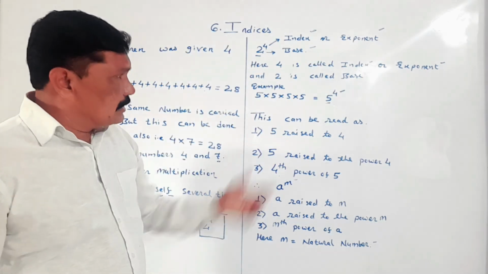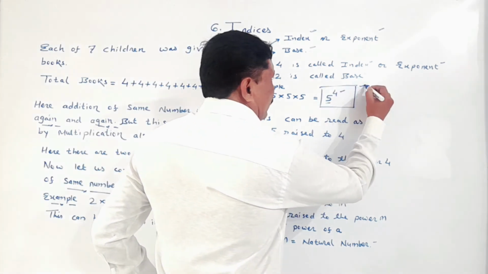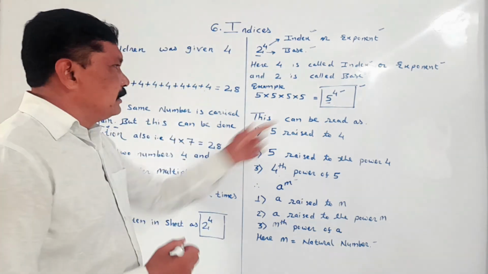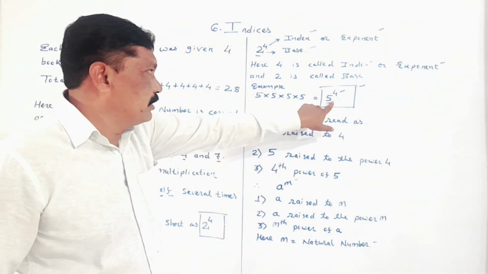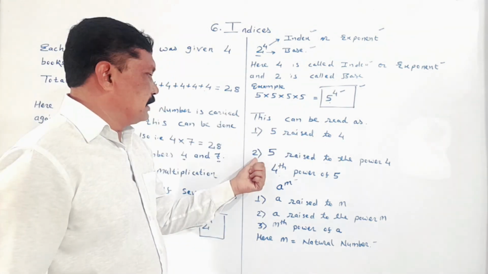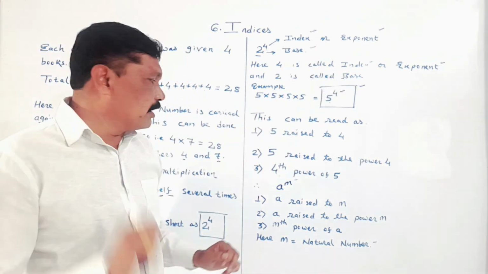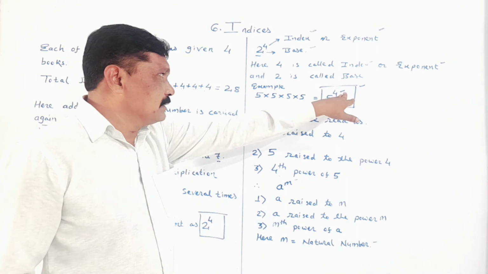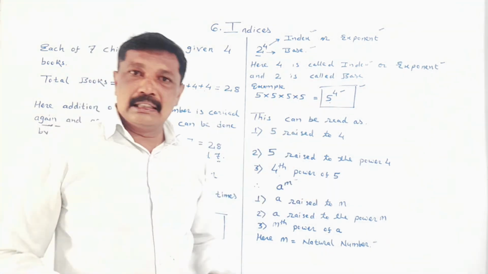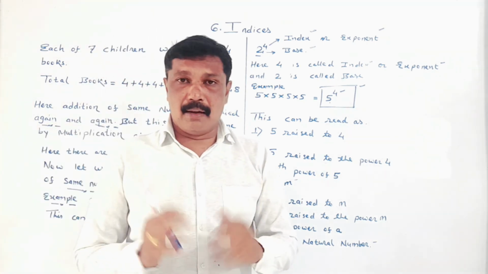My dear student, such a number can be read in different ways. This can be read as 5, which is the base, raised to 4. Second, 5 raised to the power 4. Then we can also say fourth power of 5. So these are the three ways in which we can read this number.